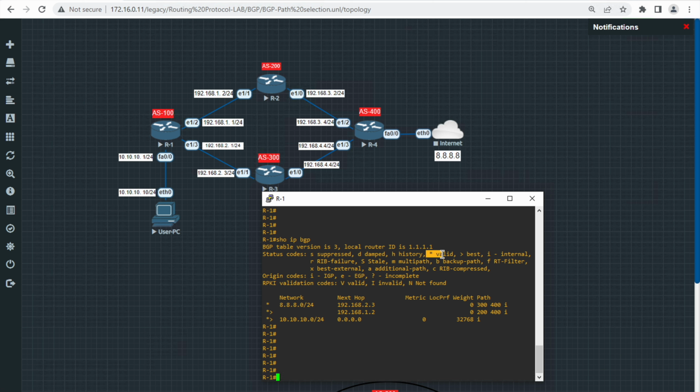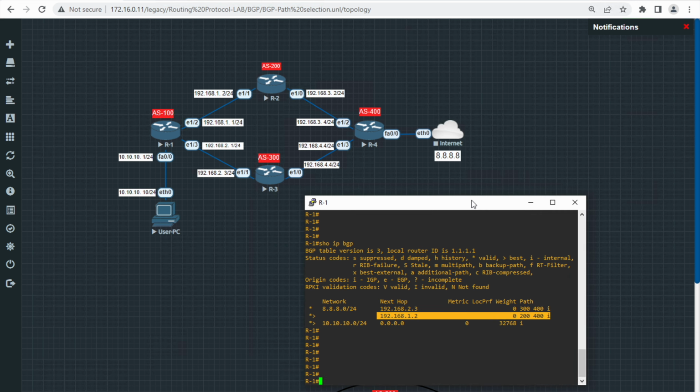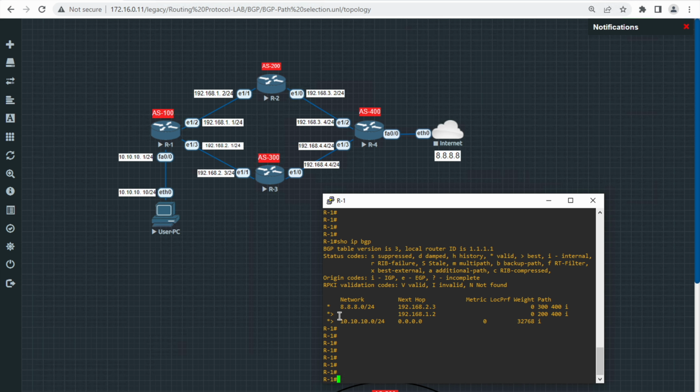Here it is the asterisk or star mark, then the greater than sign. If before your network there are these two signs, it means this is the best route and it will take this route to reach your destination. Who is your destination? This is the network. It will take either this path or this path, but according to all the attributes, following all the match criteria, this path wins, right? Why does this path win? I will show you.